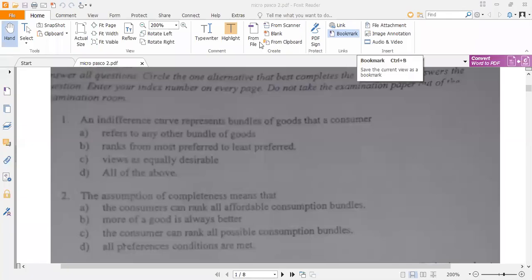Please, am I reading the objectives with the answers? No, you just read the questions.